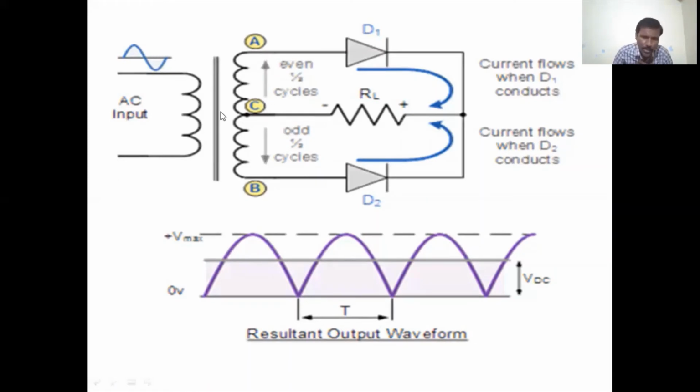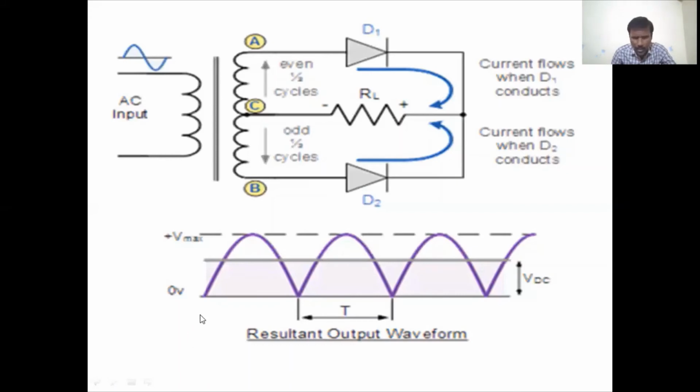That is because we are using a center tapped transformer. Once it sends the positive half cycle to the D1 diode, and the other time it sends the positive half cycle to D2. So D1 and D2 conduct alternately. In each cycle, one diode is forward biased and the other is reverse biased. That's why one time D1 conducts and another time D2 conducts.